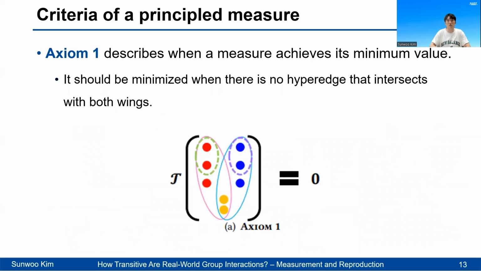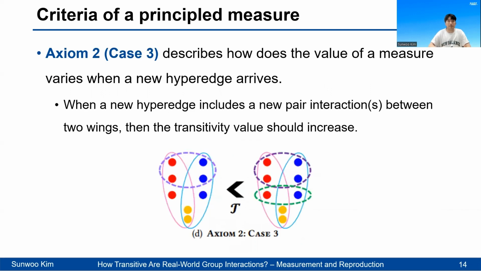Let me describe Axiom 1 and Axiom 2, case 3 in detail. First, Axiom 1 describes when a measure achieves its minimum value. It should be minimized when there is no hyperedge that intersects with both wings. An example is shown in the below figure. Second, Axiom 2, case 3 describes how the value of a measure varies when a new hyperedge arrives. Specifically, when a new hyperedge includes a new pair interaction between two wings, then the transitivity value should increase. An example is shown in the below figure.